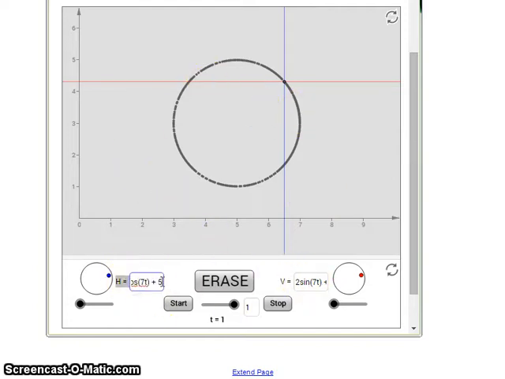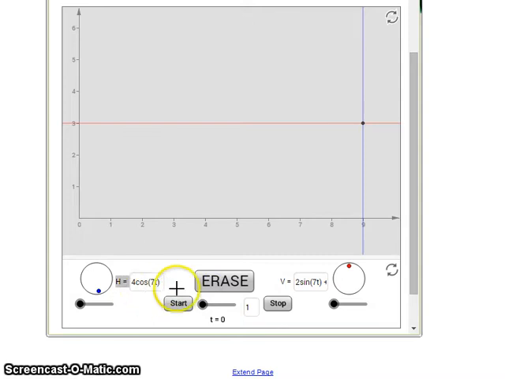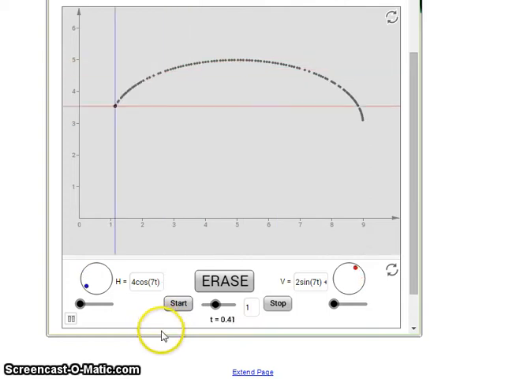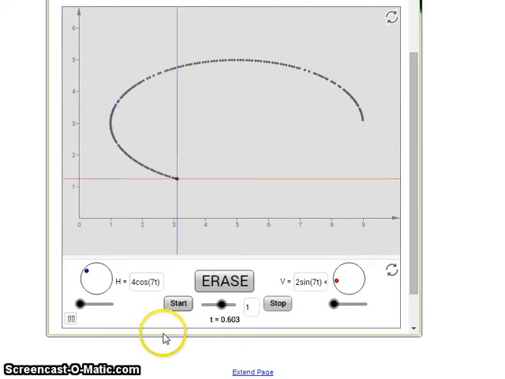In fact, if I were to go into this equation and change this 2 to a 4, for example, let's see what happens. I would expect now to get something like a circle, except in the horizontal direction, it's going to travel plus or minus 4 instead of plus or minus 2, and so this circle should be stretched out left and right. And in fact, once I start it and take a look at it, that traces out an ellipse.